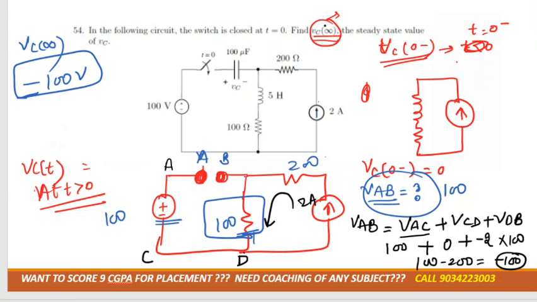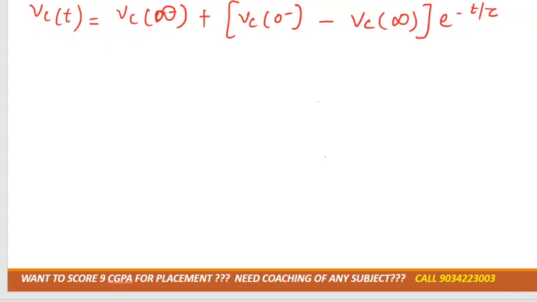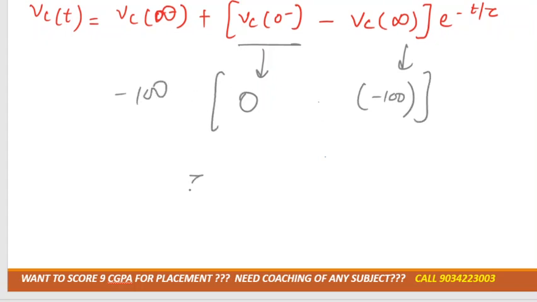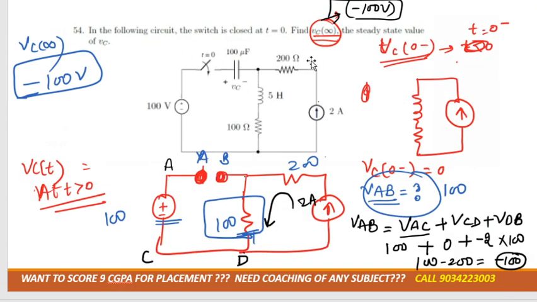In this question, they ask you to calculate VC of infinity. So VC of infinity is only minus 100 volt. If they ask you to calculate VC of t, then you need to calculate VC of 0 minus, that was 0. VC of infinity is minus 100. Then in that case you need to calculate tau. But in this particular question they are not asking VC of t, they are asking only VC of infinity. That is minus 100. You can check the answer also. Answer is also the same.